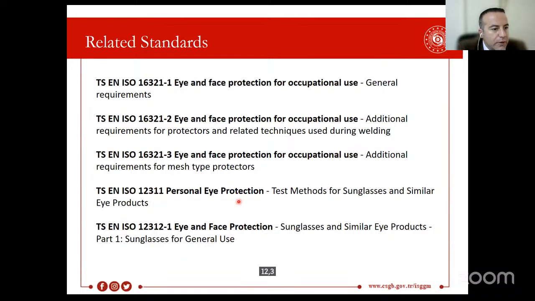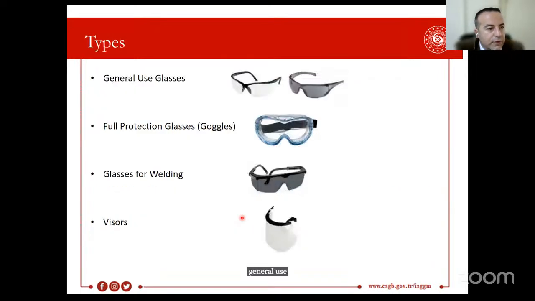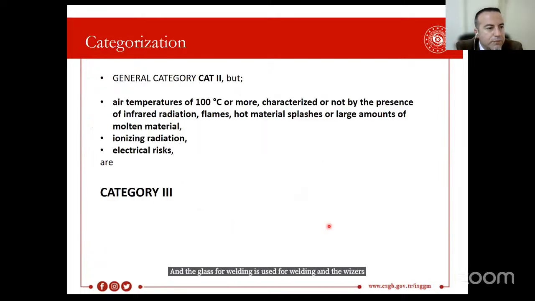12311 is personal eye protection and test methods for sunglasses and similar, and 12312-1 is face protection, sunglasses, and general use. These are the standards we use. And general use glasses is here, as you see, this is general. And full protection, goggles here, as you see. And the glass for welding is used for welding, and the visors here.